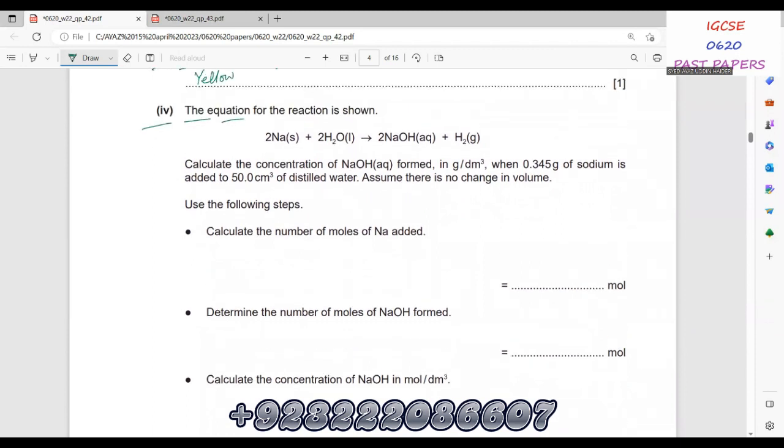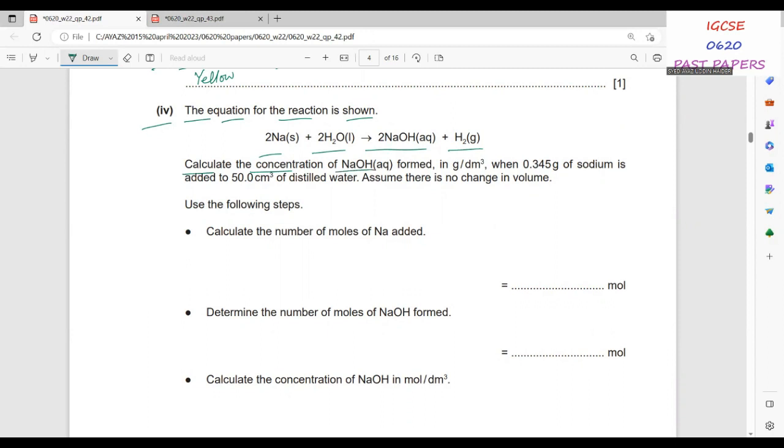Number 4, the equation for the reaction is shown. 2Na solid plus 2H2O liquid gives 2NaOH aqueous plus H2 gas. Calculate the concentration of NaOH aqueous formed in gram per decimeter cube when 0.345 gram of sodium is added to 50 centimeter cube of distilled water. Assume there is no change in volume. Use the following steps. Calculate the number of moles of Na added. The grams of sodium is provided.